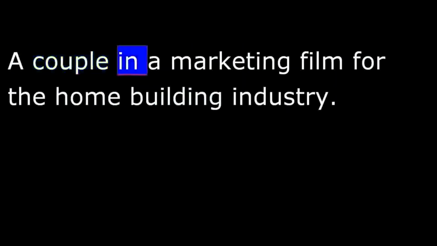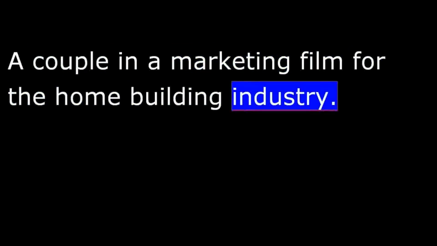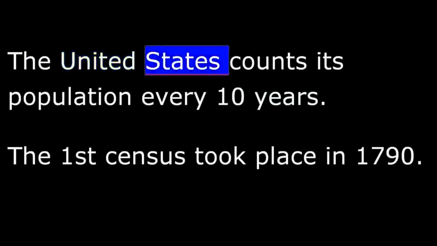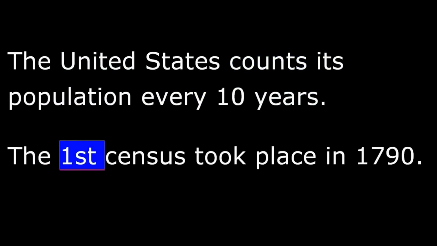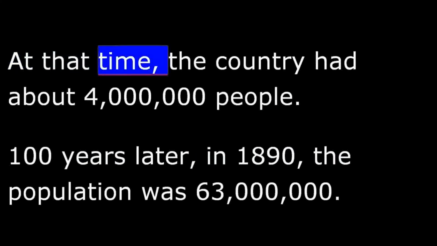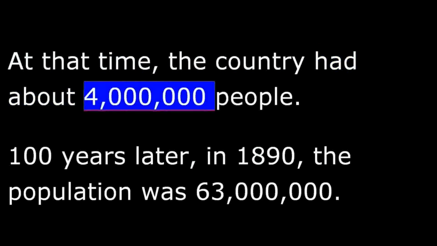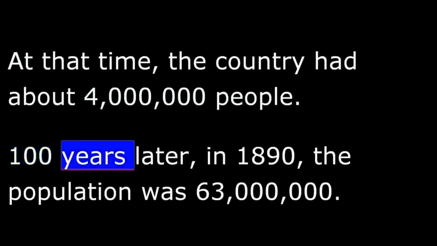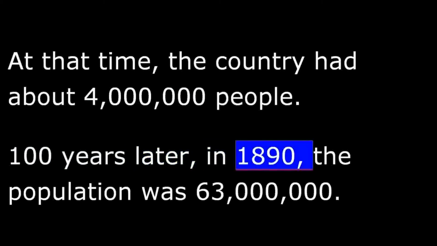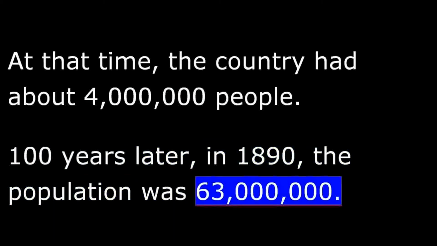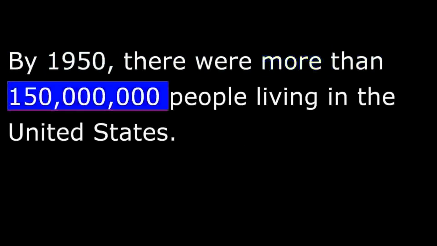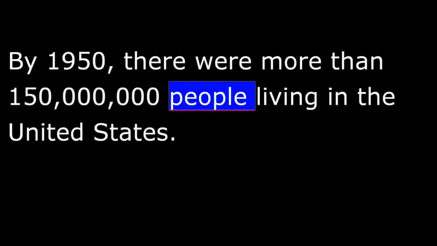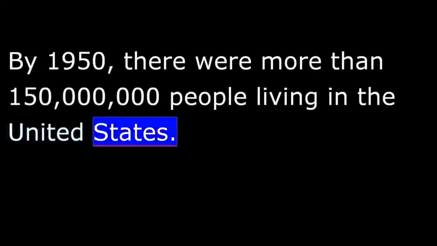A married couple in a marketing film for the home building industry. The United States counts its population every 10 years. The first census took place in 1790. At that time, the country had about 4 million people. 100 years later, in 1890, the population was 63 million. By 1950, there were more than 150 million people living in the United States.